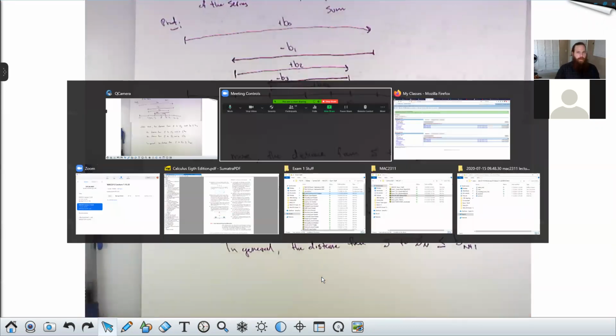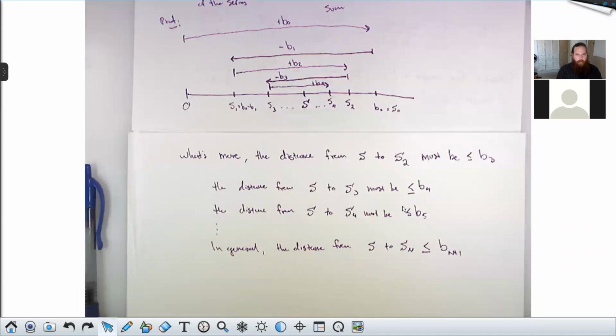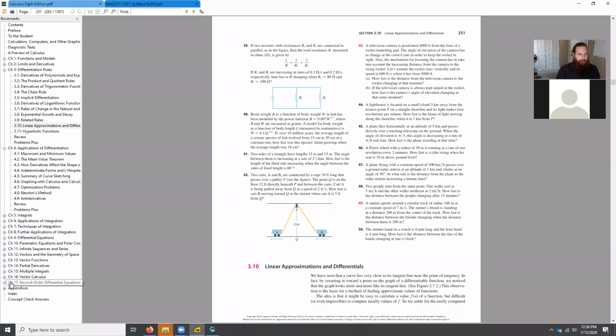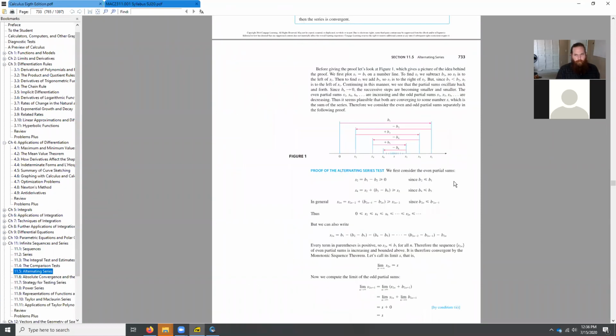I think there are probably animated versions of this. So I'll give just a second here, and then I'll look at an animated version of this to try and help you see it. The book also has this picture. So maybe first I'll show you the book. Here it is.